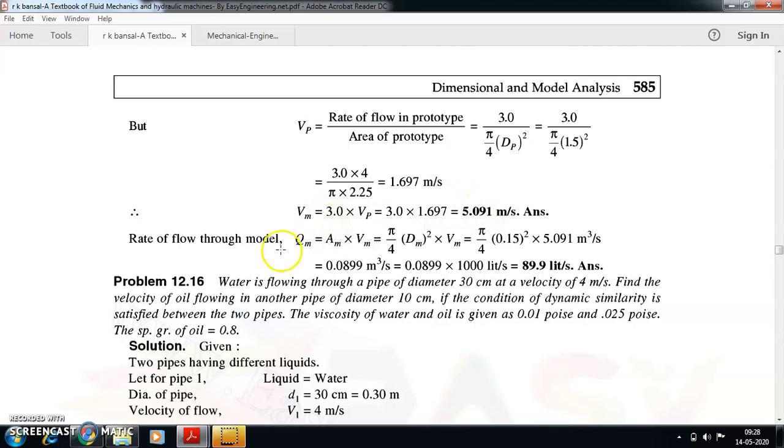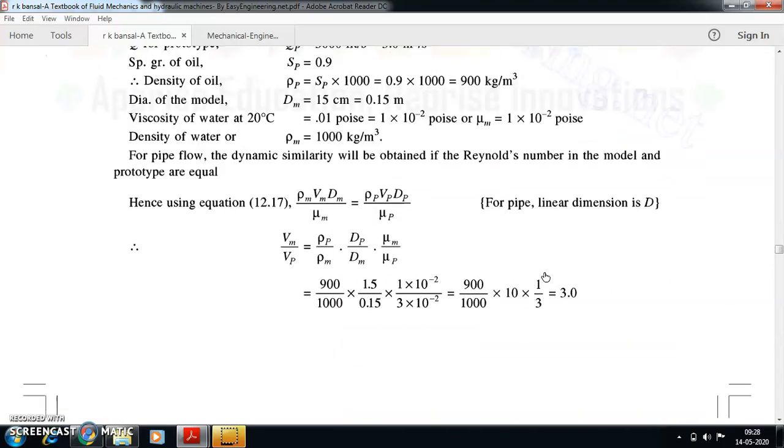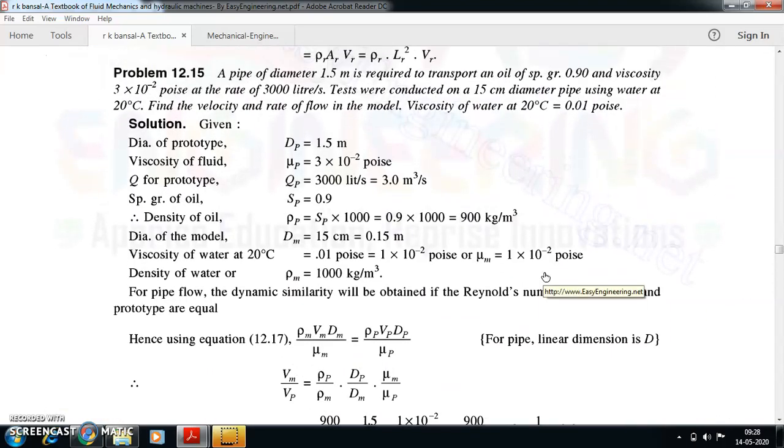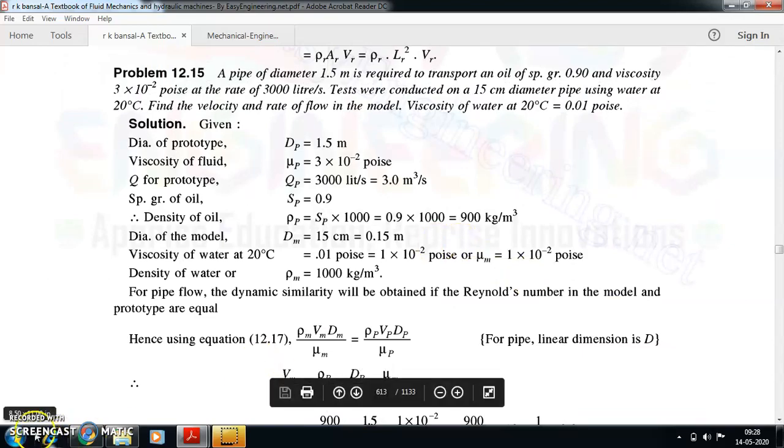Once I know Vm, I can find Qm, which is Am into Vm. So when you want to find the rate of flow through the model, you have to use the area of the model and the velocity of the model. That's it. There should be no confusion in that. Once you apply it in proper units, you are going to get the final answer 89.9 liters. In the model I am getting 89.9 liters, and in the actual prototype it is 3000 liters per second. Okay. So with this we can stop this video.